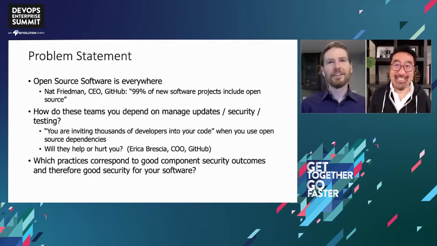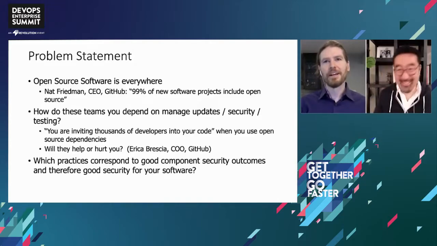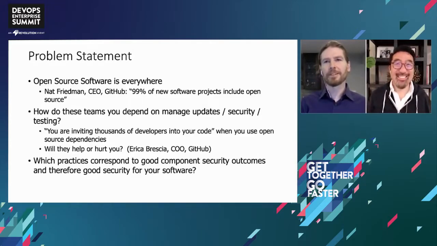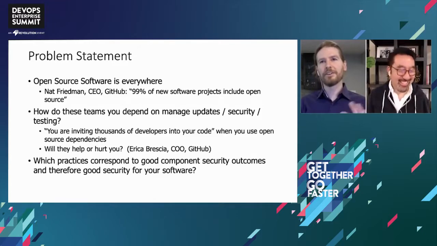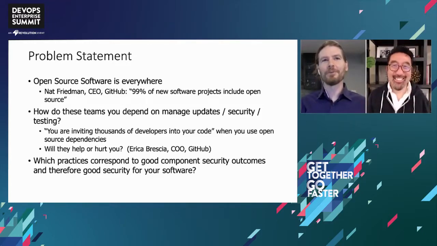So, in this work, we're going to be looking at open source. We're going to be looking at usage of open source. And it's probably not a surprise to hear that almost everyone is using open source, right? Nat Friedman, CEO of GitHub, claims that 99% of new software projects include open source components. And so this means they inherit any open source vulnerabilities. So if you're out there and you're using open source, you want to be remediating those vulnerabilities as they arise. But even better, you'd like to stay ahead of that vulnerability curve and avoid being in this position of having to remediate. So how do you do that?